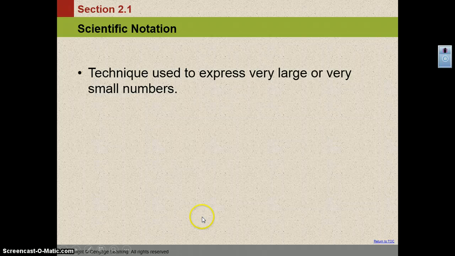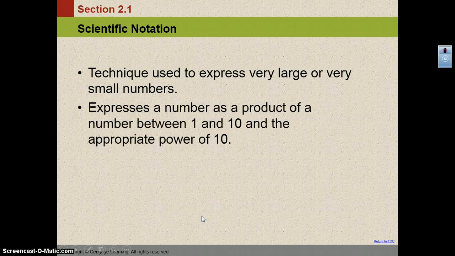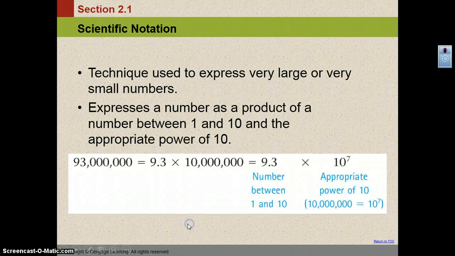All right, so scientific notation is a technique used to express large and small numbers, and we use it in chemistry especially to talk about very, very small numbers. And there's rules to the scientific notation, and you have learned this in algebra, but we're going to go ahead and run through them again today. You're going to express a number as a product of a number between 1 and 10, and then use the power of 10 to indicate that number.